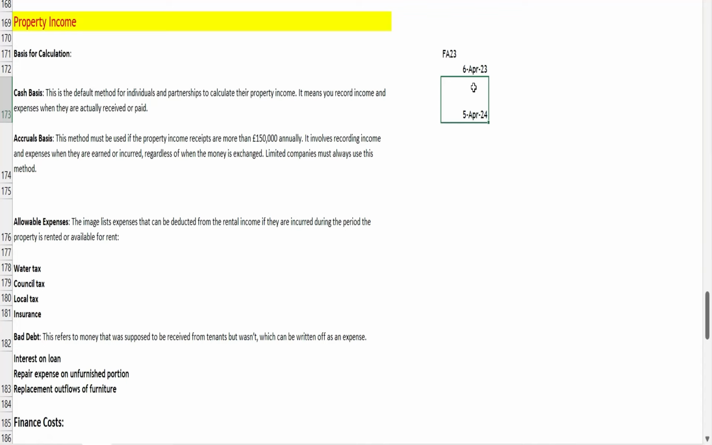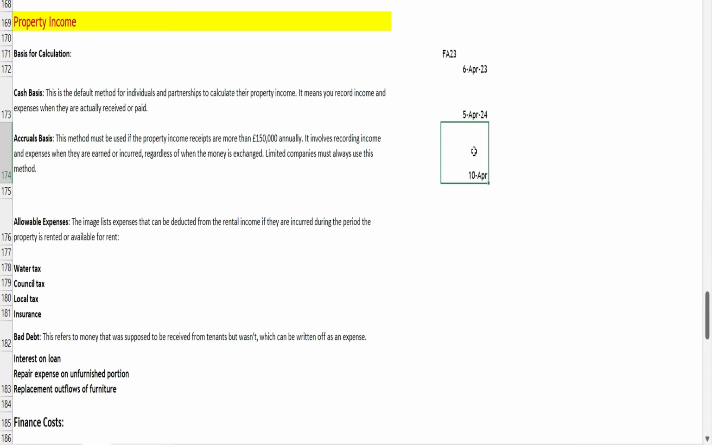But let's say you have received the rental income which was for the month of March, suppose on the 10th April. So this is basically after the tax year end, right? So you will not record this transaction in this tax year, because as we are using the cash basis for the calculation, we will record the transaction based on the date on which the cash has been received and the cash has been paid.